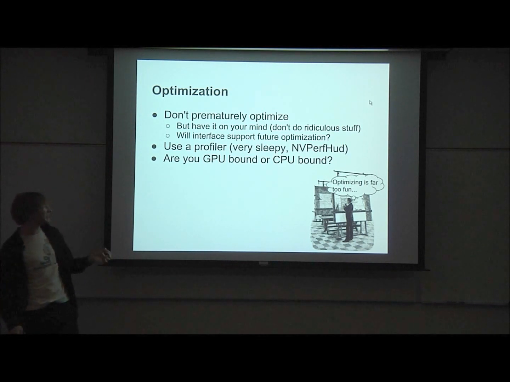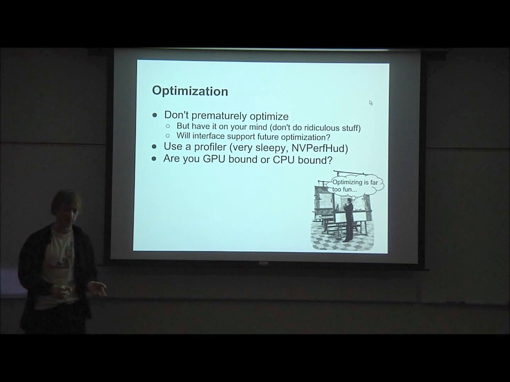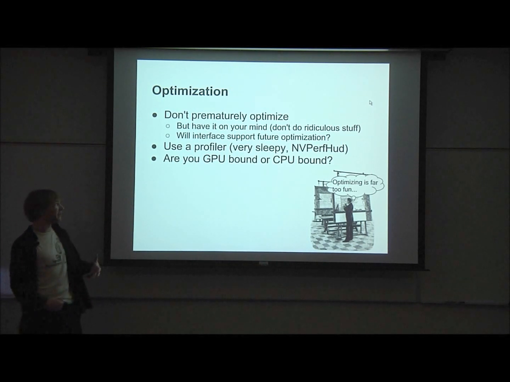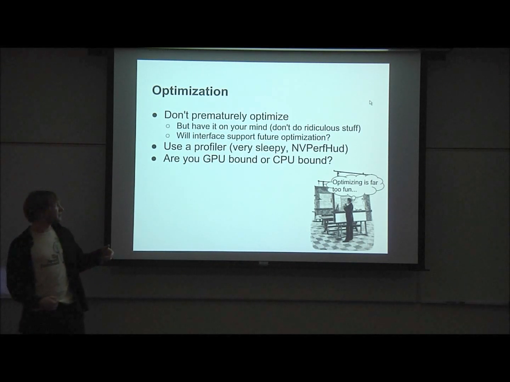Okay, going on to optimization. Don't prematurely optimize. A lot of people when they're writing code are always thinking about whether this is fast enough, and they're making small premature optimizations before they're really sure whether this code will be the bottleneck. Don't do that. When you're writing code, don't do anything that's ridiculously slow, but don't worry about it too much. Don't waste your time worrying about optimization.